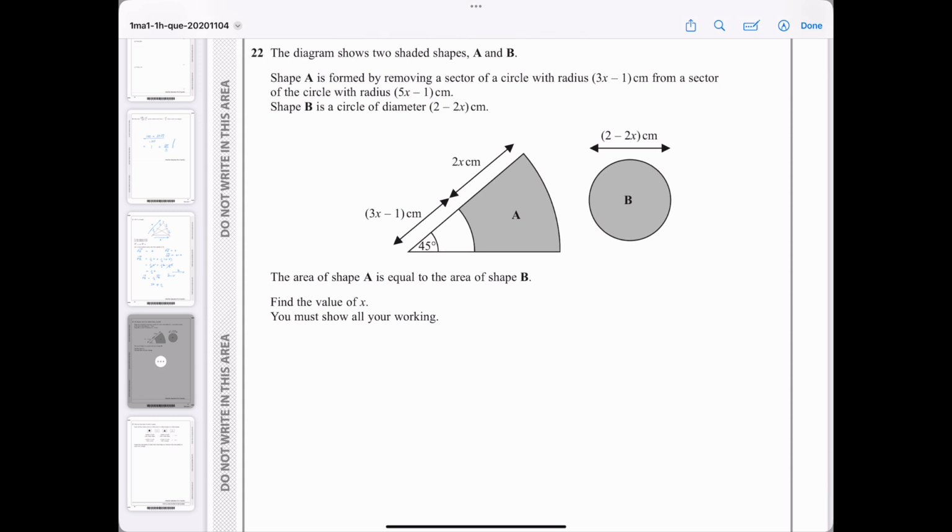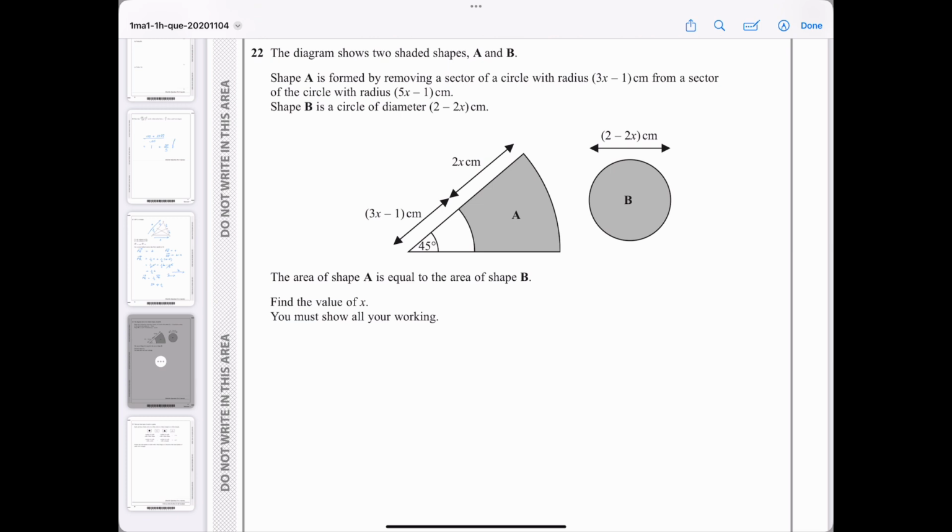The diagram shows two shaded shapes, A and B. A is formed by removing the sector of a circle with radius 3x minus 1 from a sector of the circle with radius 5x minus 1. Shape B is a circle with diameter 2 minus 2x. The area of shape A is equal to the area of shape B, and you must find the value of x, and you must show all your working.